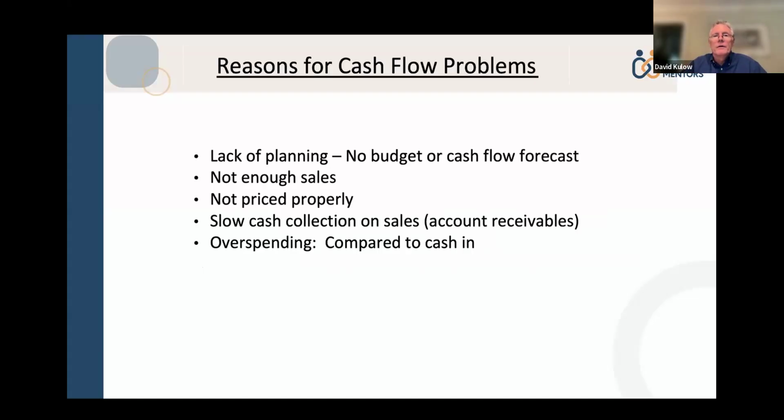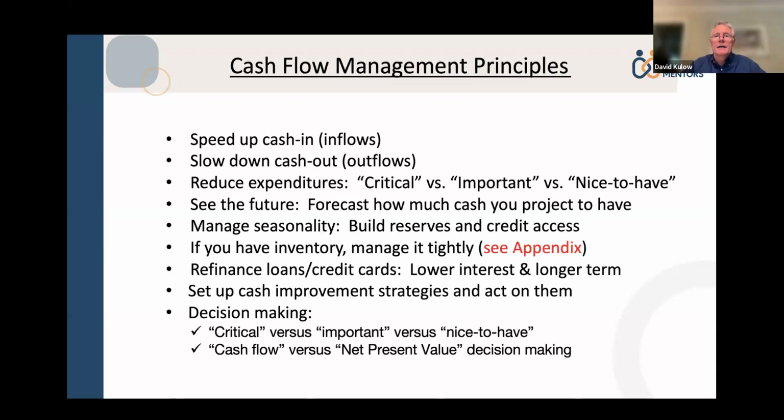So some reasons for cash flow problems: lack of planning. And that's what Gloria is really going to focus on, how to forecast your cash. Not enough sales, not priced properly. Are you selling below your cost or not selling enough to cover your fixed costs like your rent or your salaries and payroll? Slow collection, overspending compared to your cash in.